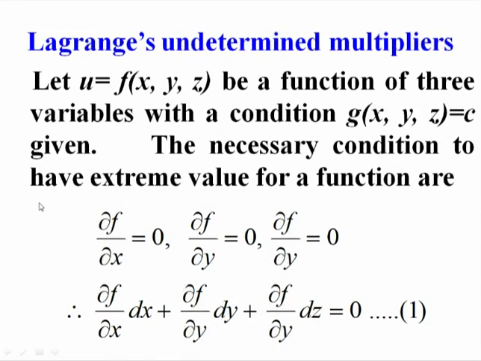Now we take another method to find the extreme value, which is known as Lagrange undetermined multiplier. In this method, one function is given with the constraint g of x, y, z is equal to c, or g of x, y, z minus c is equal to 0. And we want to find the extreme value for the function u is equal to f of x, y, z with this condition. So we formally discuss the method.